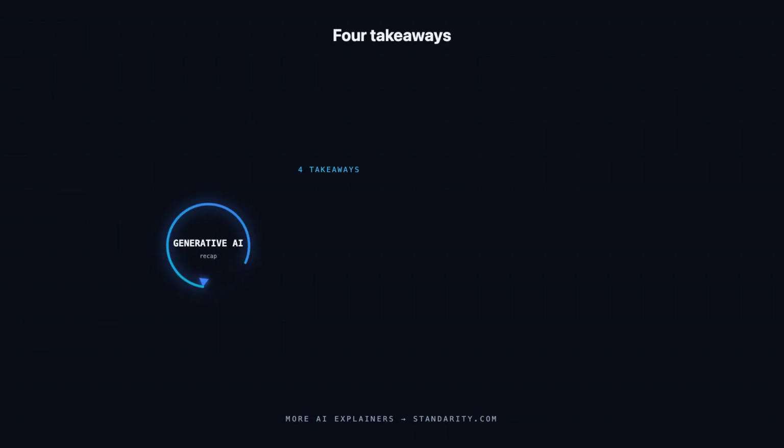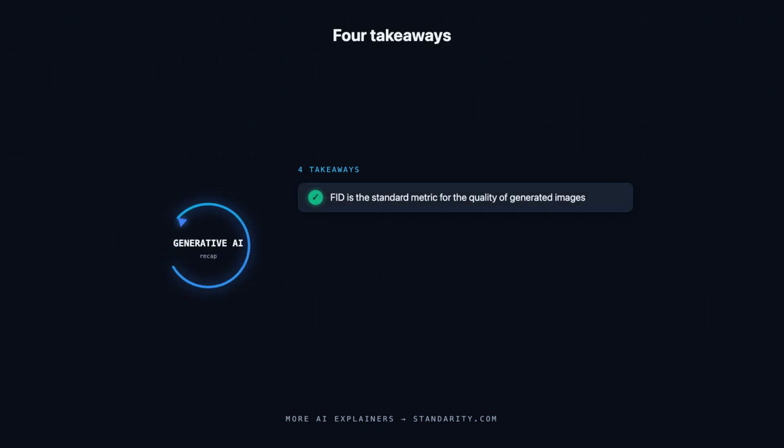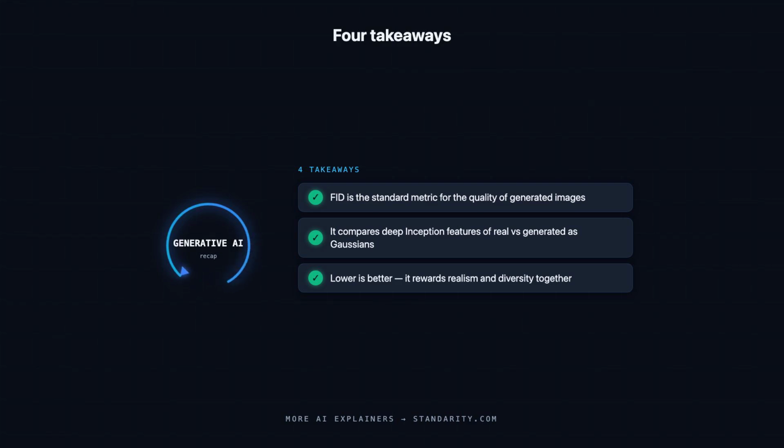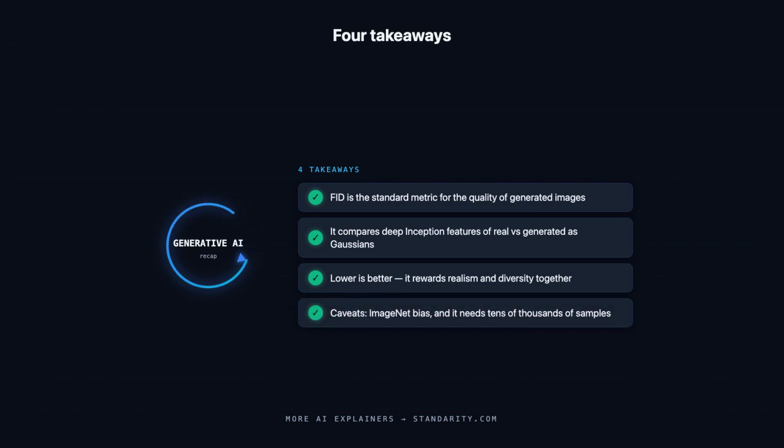Alright, let's lock in the essentials. The Frechet Inception Distance is the standard metric for judging how good a generative model's images are, from GANs to diffusion. It runs real and generated images through a pre-trained Inception network, models each set's deep features as a Gaussian, and measures the distance between them. Lower is better, and because it compares full distributions, FID rewards both realism and diversity, punishing blurry samples and mode collapse alike. As caveats, it leans on ImageNet-trained features, needs a large sample to be reliable, and judges the population rather than any single image.